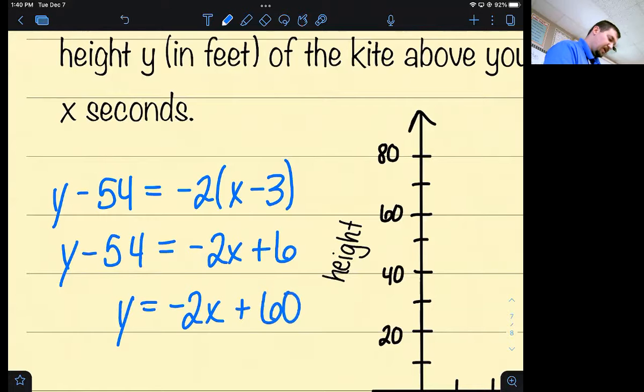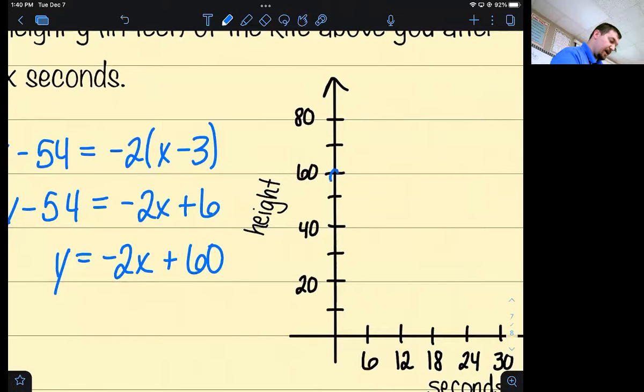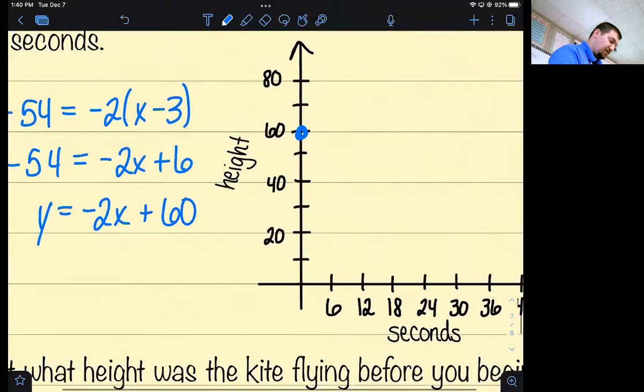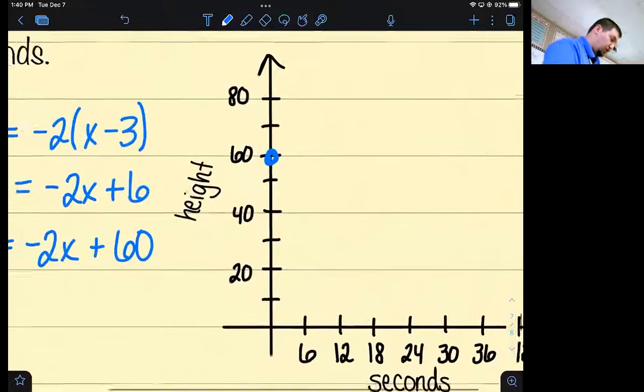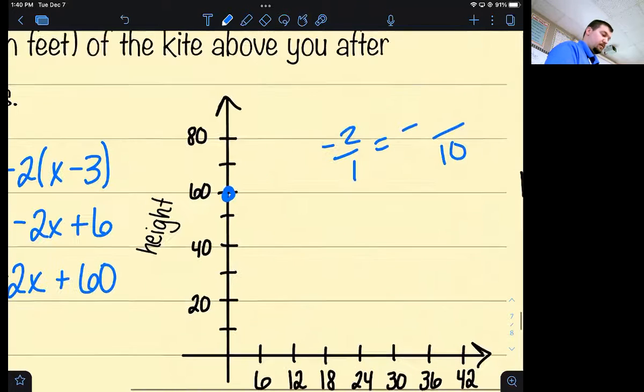Good job. And so we'll graph this, and whether I use the data that they gave me or my equation, I should be starting at 60, and I should be going down 2. Okay, so down 2 over 1. They are counting by tens here. So down 2 over 1 is the same as down how many over 10? Down 2 over 1 is the same as going down 20 over 10. So down 20 over 10.